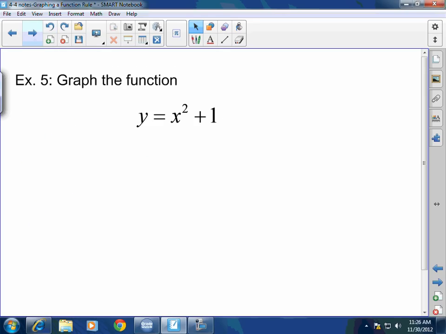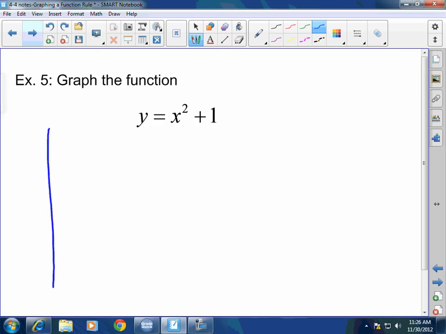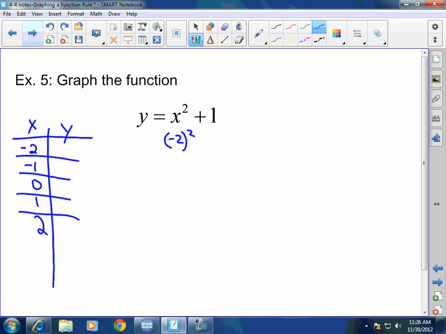What did I give you? Y equals x squared plus 1. What kind of a shape are we looking for? A U. Very good. So we have x, y. We're going to use the moral 5 because there's no fractions in front of the x. So negative 2, negative 1, 0, 1, and 2. When x is negative 2, what's negative 2 squared? Very good, because remember, the negative 2 is being squared itself. 4 plus 1? All right, when x is negative 1, what's the answer?